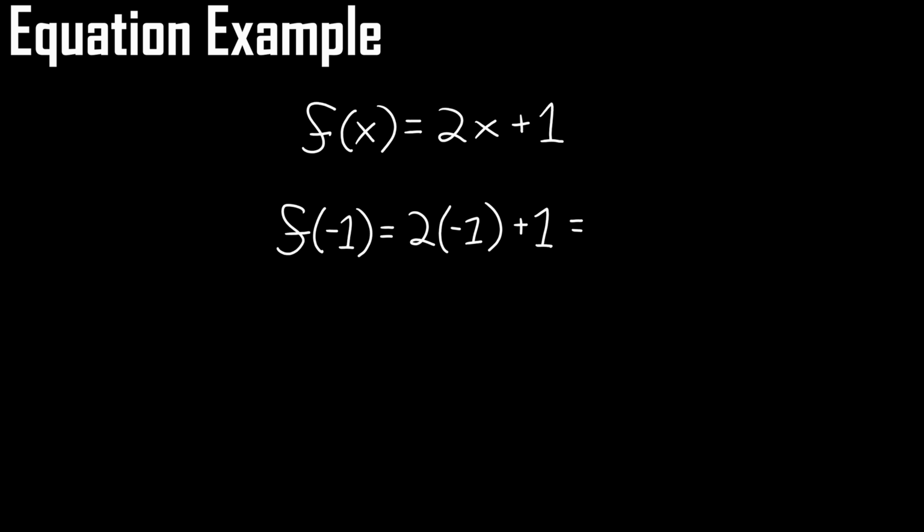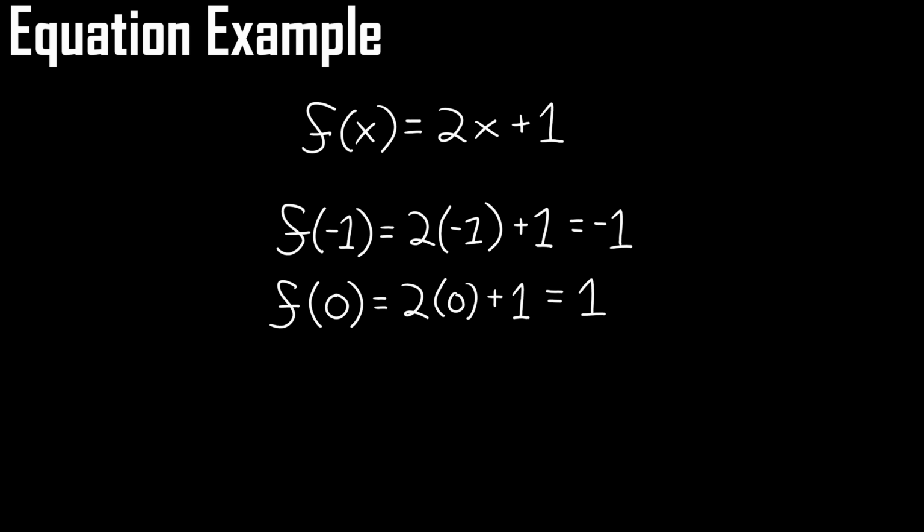This equals -1. Now let's say our input was 0. We would plug in 0 equals 2 times 0 plus 1, which we'll get 1. Now let's say our input was 2. We will plug in 2. So it'd be 2 times 2 plus 1, which equals 5. Every value of x gives us a unique value of f of x.